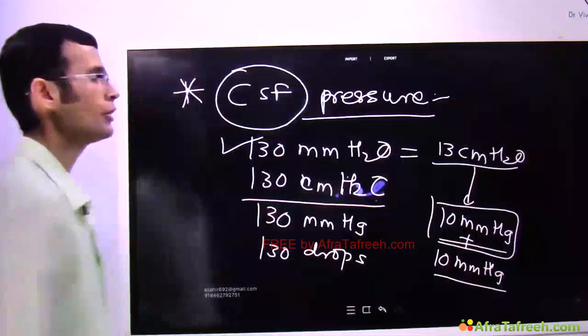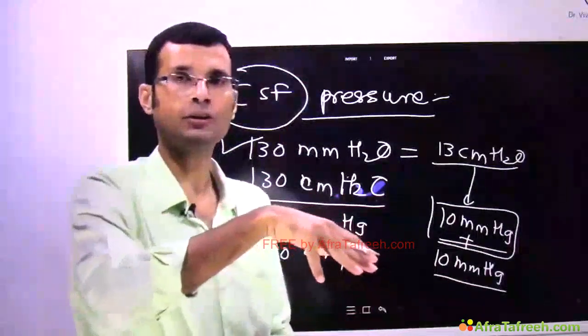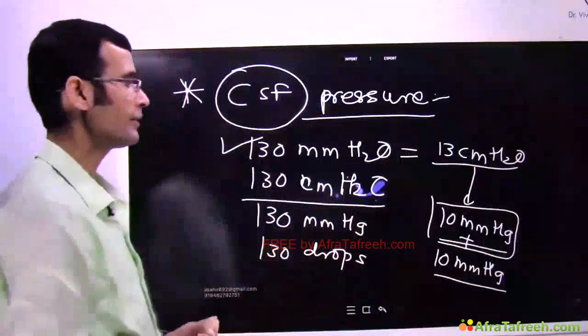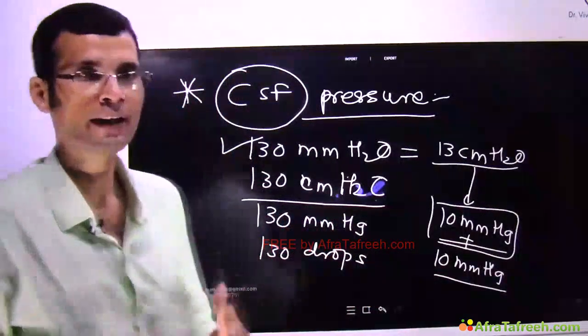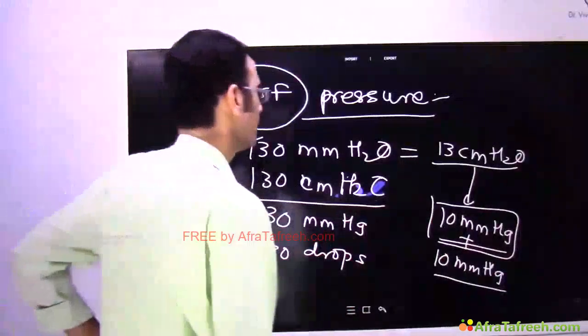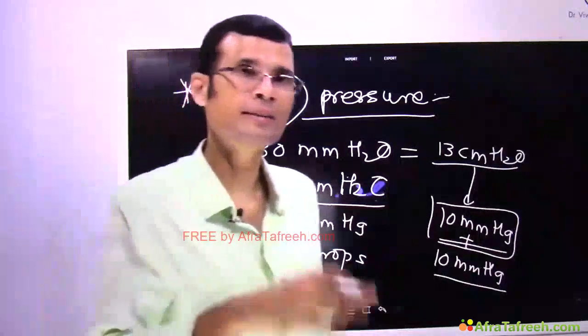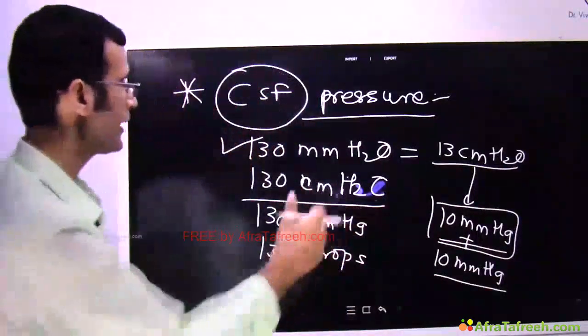In the seated posture, CSF pressure increases because of the pressure of the cerebral contents on the meninges, and CSF reabsorption rate decreases, and therefore CSF pressure increases. It will be 20 mm of Hg, or 130 plus 130, 260 millimeters of water, that is 26 centimeters of water, or 20 mm of Hg.